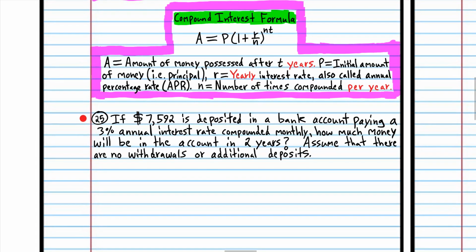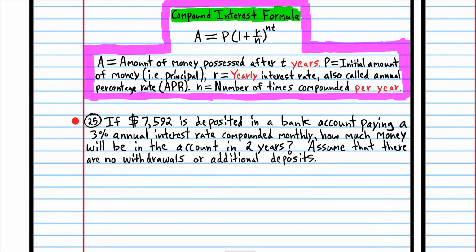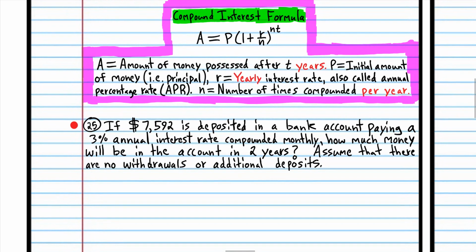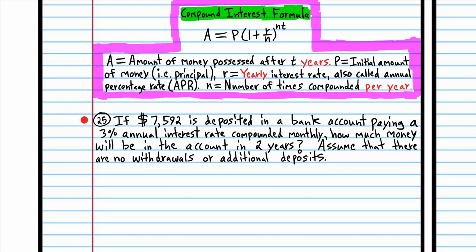So we learned this in my intermediate algebra course, and we're not going to go through it as thoroughly as we did in my intermediate algebra course, but we do have to review this a little bit. So let's do a practice problem. It's easier to do a problem than to explain the formula. So if $7,592 is deposited in a bank account paying a 3% annual interest rate compounded monthly, how much money will be in the account in 2 years? Assume that there are no withdrawals or additional deposits.